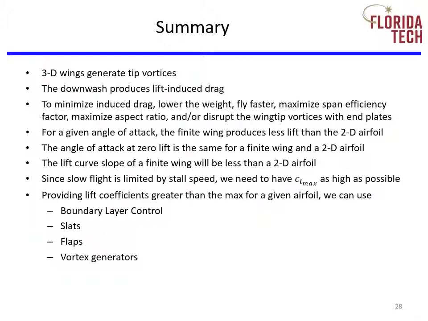Since slow flight is limited by stall, we need as high a CL max as possible. To provide lift coefficients greater than the max for a given airfoil, we can use boundary layer control, slats, flaps, or vortex generators. In the next module, we'll examine lift and drag of the whole aircraft.